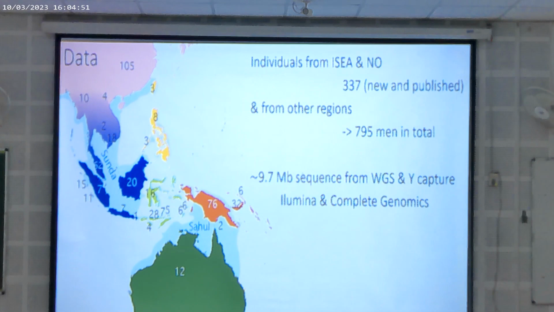So the data set that we were able to collect was about 337 men from this region, and this was supplemented by individuals from the neighboring regions and also from the global phylogeny, just to give a context to the few men from this region. And in this study, we were able to sequence 9.7 megabases, combining different sequencing platforms and methods.